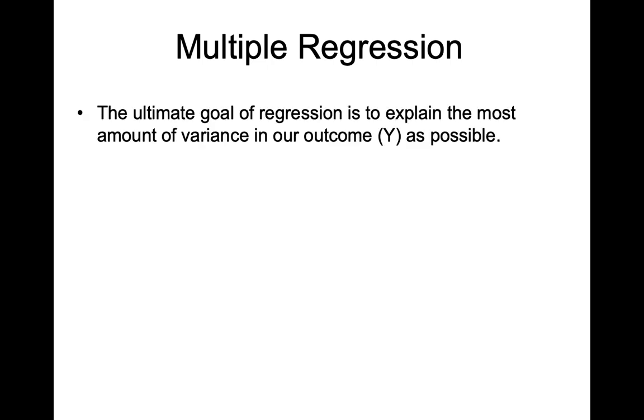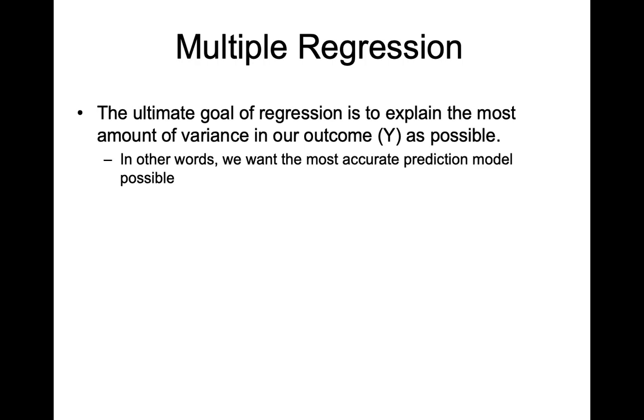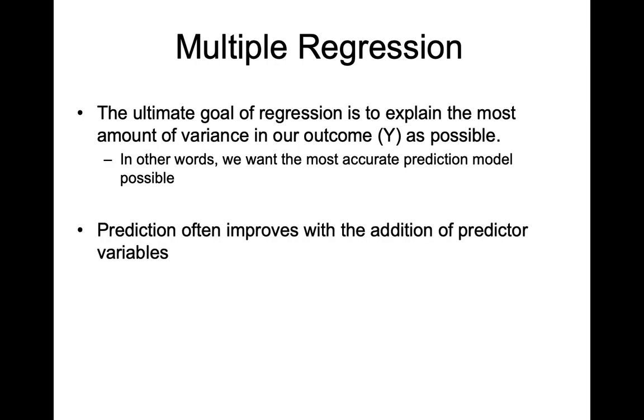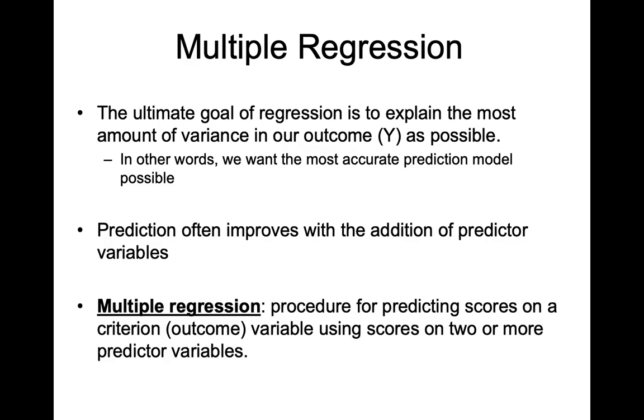All right, let's shift to the last topic, which is multiple regression. I foreshadowed that in trying to understand different social, behavioral, and psychological phenomena, there are usually multiple factors or multiple influences on different outcomes, like attitudes and behaviors. So multiple regression is a technique to explain the highest amount of variance in our outcome Y as possible. In other words, we want the most accurate prediction model possible, and our prediction improves when we include additional predictor variables. This technique is known as multiple regression.